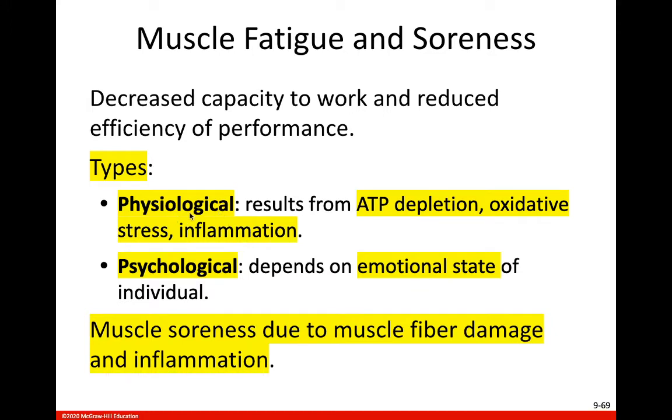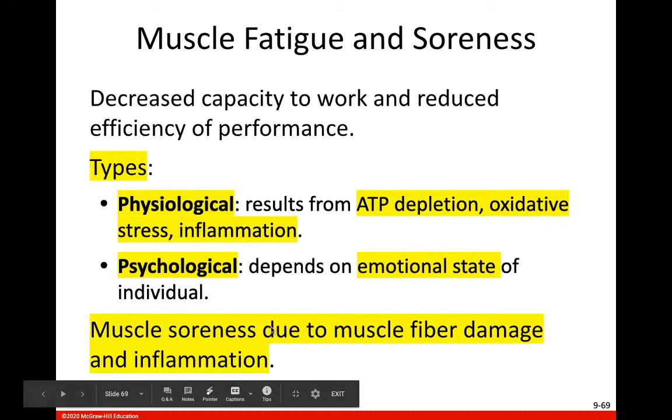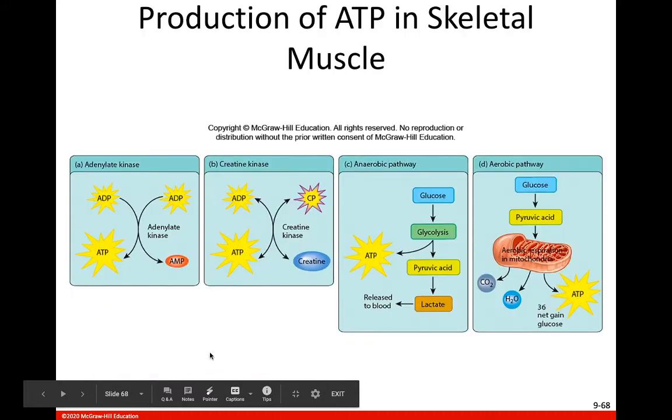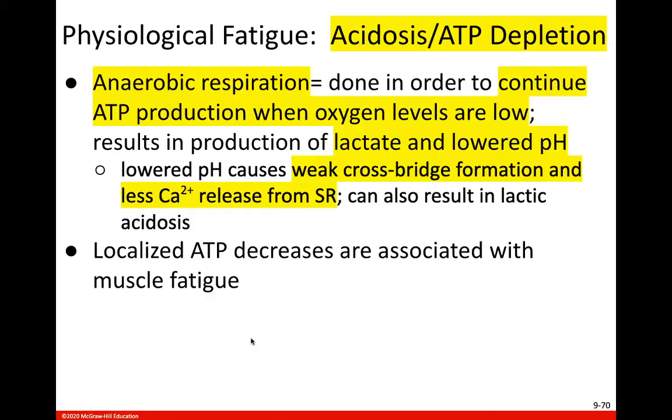Physiological fatigue is what we're looking at when we are doing these very brief, intensive exercises, workouts, movements. You end up using all the ATP that's available, ATP depletion, so we have to start doing anaerobic respiration on top of the aerobic that we're already doing. This results in the production of reactive oxidative species, which cause oxidative stress and also inflammation. And then again, as I said, due to the oxidative stress, we're going to end up with inflammation, damage to the muscle fibers, and soreness as a result.